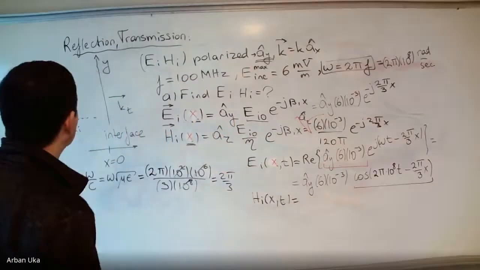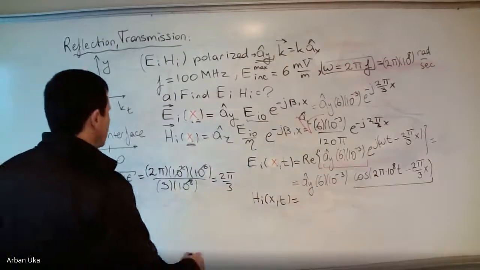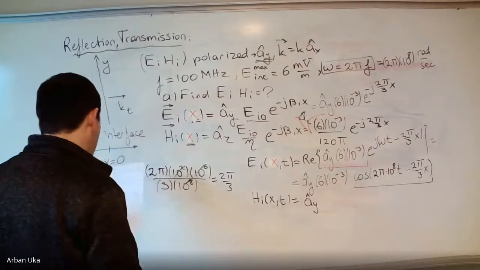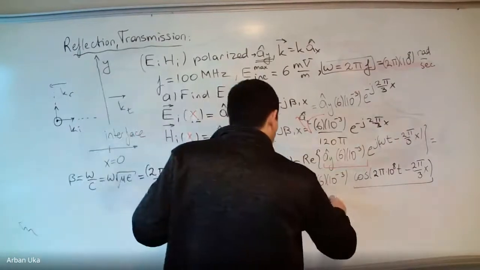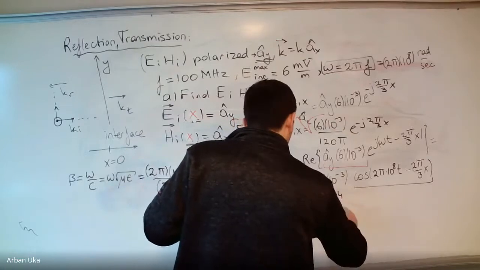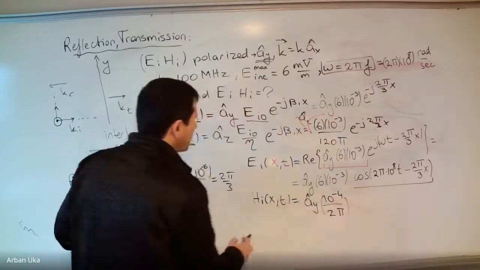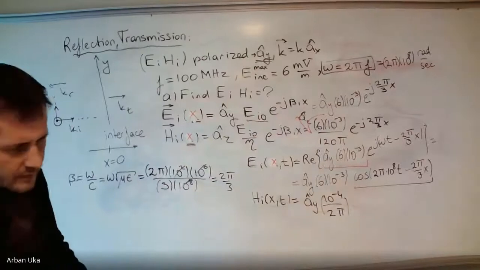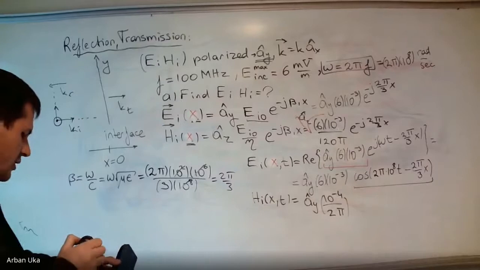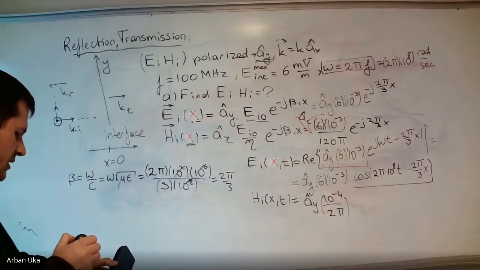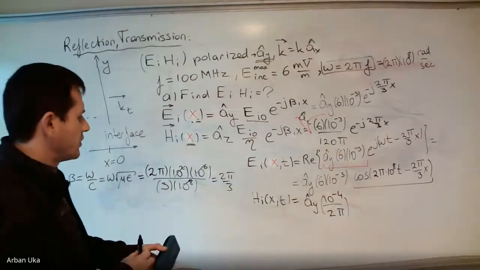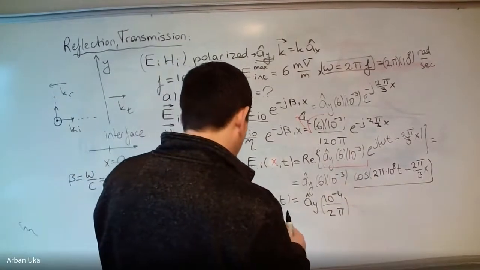This will be equal to AZ, pointing along the z direction. The amplitude is equal to 10 to the power minus 4 over 2 pi. Just give me a second. You can notice that 6 times 10 to the power minus 3 divided by 120 pi is what we converge to.